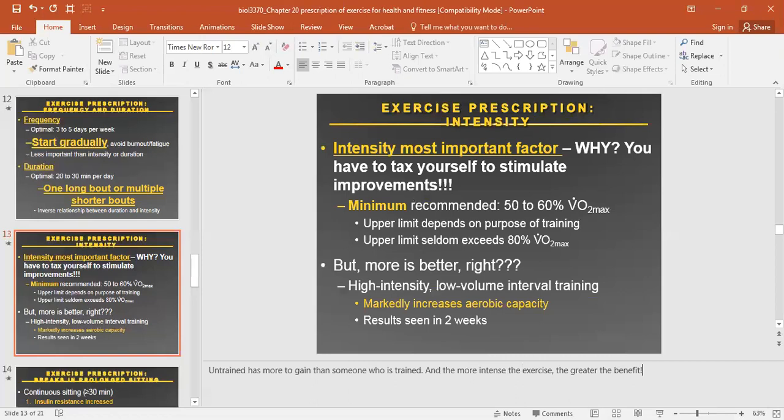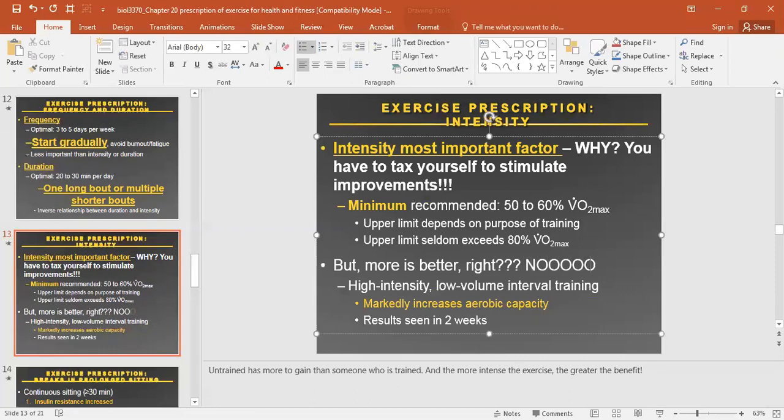So important points to make. The minimum recommended is exercising at 50 to 60% of your VO2 max. But that upper limit depends on the purpose of your training. Is cardiovascular exercise your point? Do you want to strength train? The upper limit seldom exceeds 80% of your VO2 max. And that's because it's not necessary unless you are training for a race or you're an athlete to train above 80% of your VO2 max. You can gain cardiovascular and cardiorespiratory health benefits from exercise by just exercising around 50 to 60%, just half of your max intensity. And it says, but more is better, right?